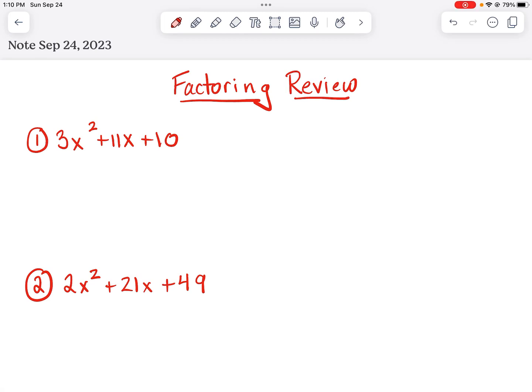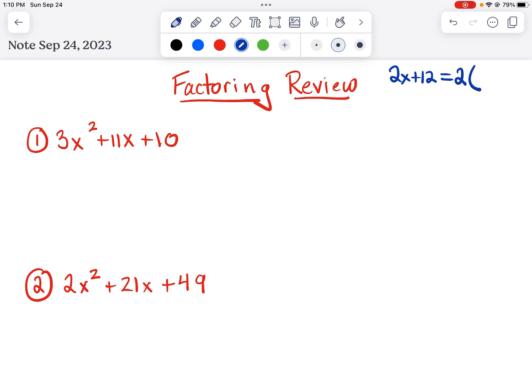Today we're going to take a look at a factoring review. If you remember, factoring is when I always like to think of it as "undistribute." For example, if you had 2x plus 12, you could undistribute the 2. So this is really 2 times (x plus 6), because you can divide both of those by 2.